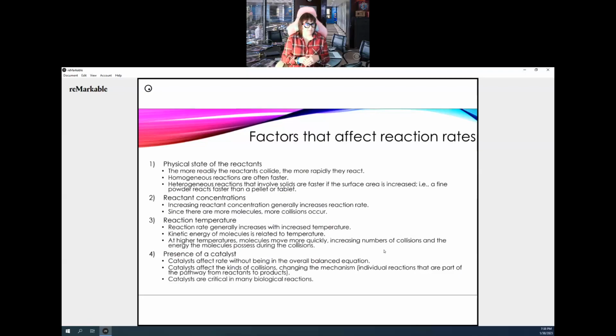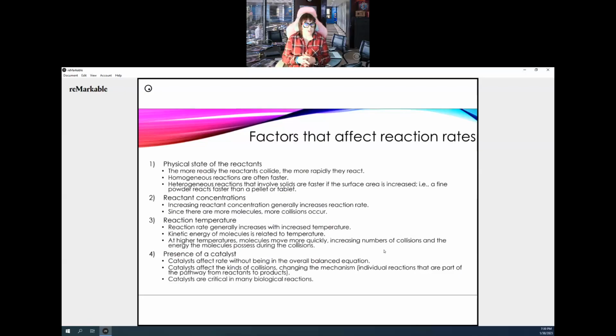Physical states of your reactants. The more readily the reactants collide, the more rapidly they react. So gases, in theory, are more able to collide with each other, but they're not that close to each other. So that's an effect. Homogeneous reactions are often faster because they're in the same phase. Heterogeneous reactions that involve solids are faster if the surface area is increased. So if we make a fine powder rather than a pellet or a tablet, there's more area available for attack by another component.